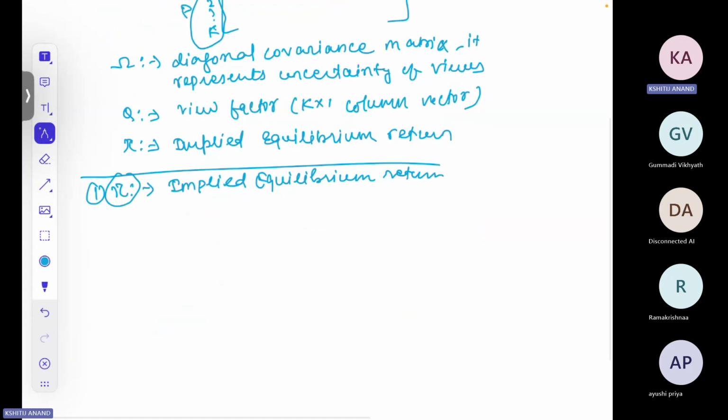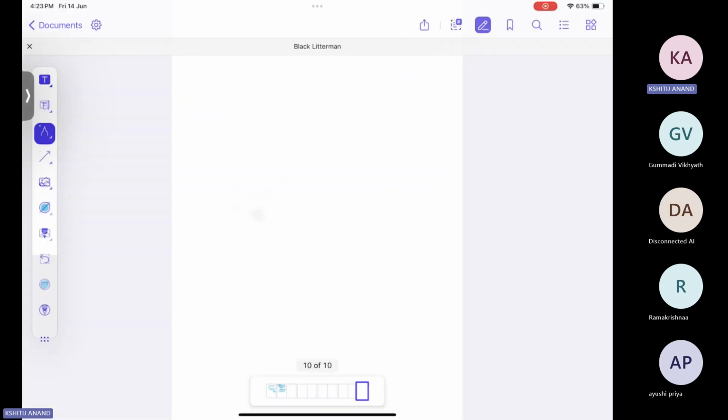And what is meant by equilibrium return? Equilibrium return means the market is currently in equilibrium. When you say that the market is in equilibrium, what does it mean? So basically, let's define equilibrium return. Okay. It is defined as the return that would be expected in a perfectly efficient market where all the investors have the same information. Okay. So basically this is the return.